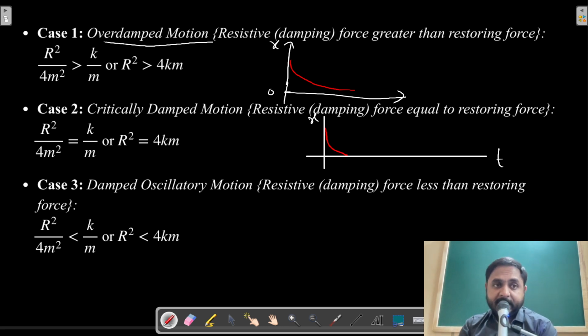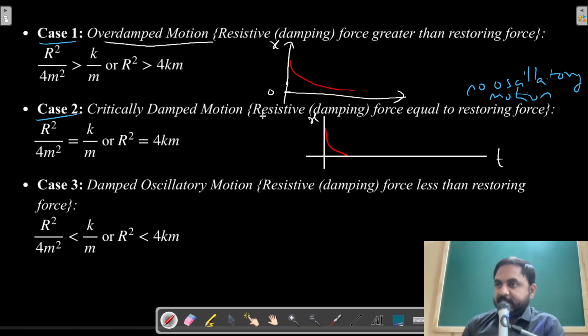And the main thing that I tried to tell you in both these cases, case 1 and case 2, is that there is no oscillatory motion at all. There will be no oscillations in overdamped motion, and there will be no oscillations in critically damped motion. And in the previous video we ended with a question: do we ever get oscillatory motion in damped motion?